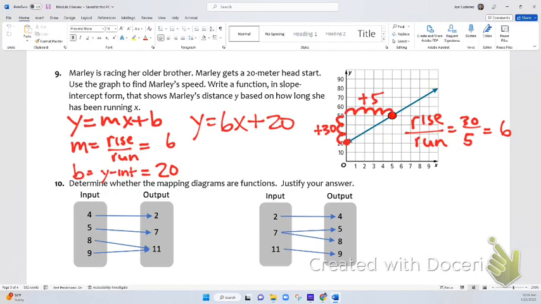For number 10, determine whether the mapping diagrams or functions justify your answer. Okay? So, parents, I apologize in advance. This is how I taught it to the kids. Input are the girls. Output are the boys, right?